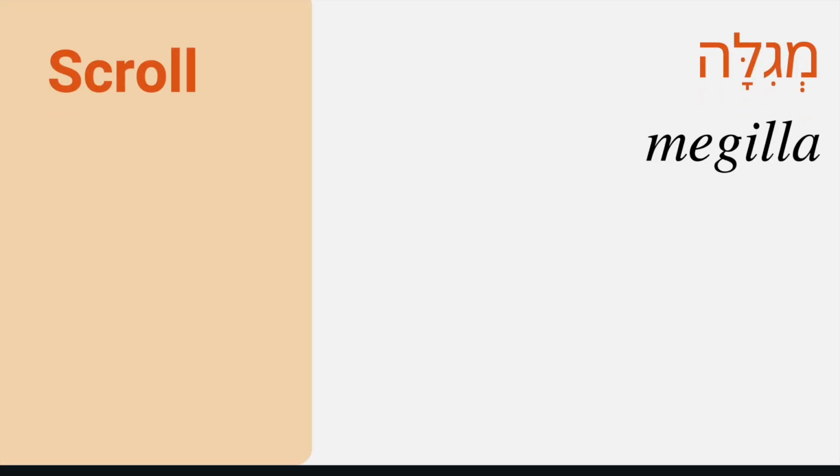Then there's the word for scroll. This one you may have heard before. Megillah. And we know all those letters: mem, gimel, lamed, he. And notice that the he here is functioning as a vowel indicator, as a vowel marker. It's not a consonant, so you won't pronounce it. It's just going to be Megillah.